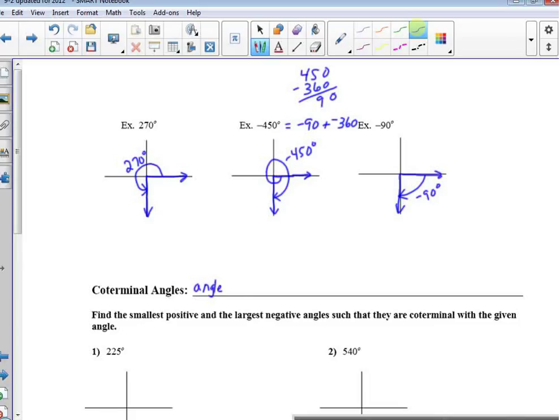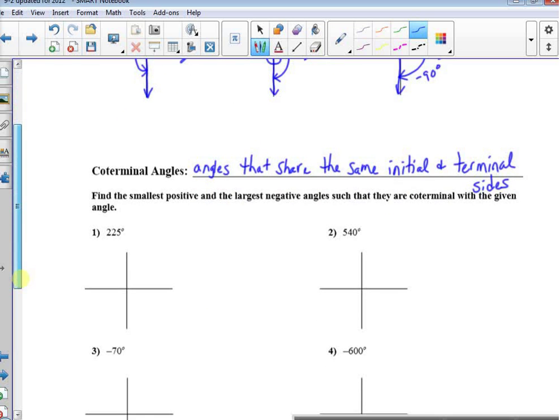Coterminal angles are angles that share the same initial and terminal sides. So it's angles in standard position that share the same initial and terminal sides. Find the smallest positive and the largest negative. The largest negative angles would be the ones closest to 0, and the smallest positive would also be the ones closest to 0. So for 225, what I do is I draw it.